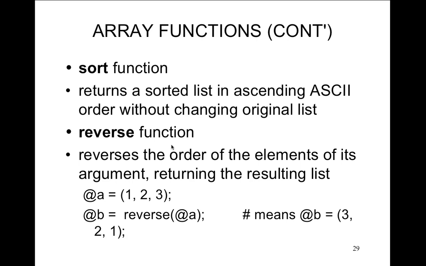We can sort the array automatically. It returns a sorted list in ascending ASCII order without changing the original list, which is the key. It doesn't change the original array, it just sorts it for us and prints it out for us.